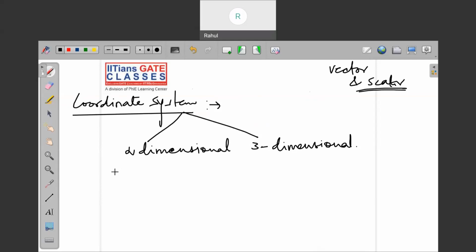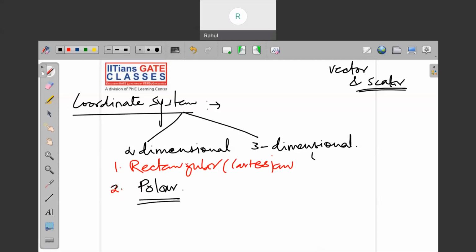In two-dimensional coordinate systems, the first one is going to be your rectangular coordinate system, which is also known as the Cartesian coordinate system. The second one, which you might have studied in your school days, is the polar coordinate system.